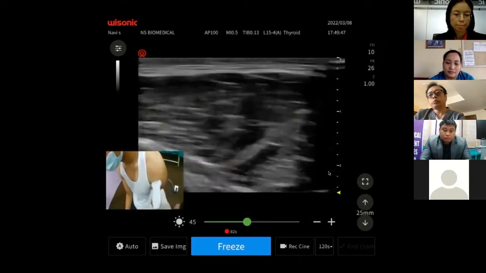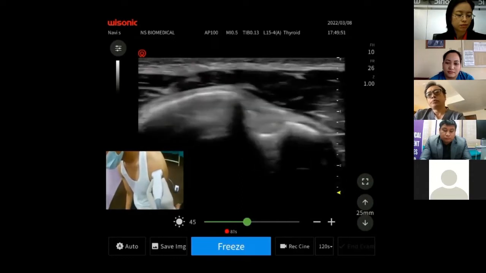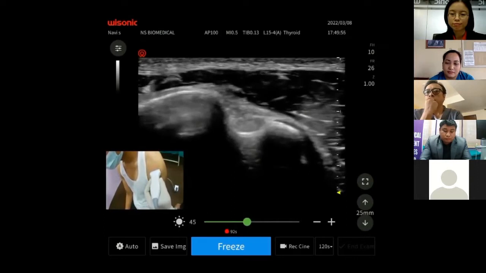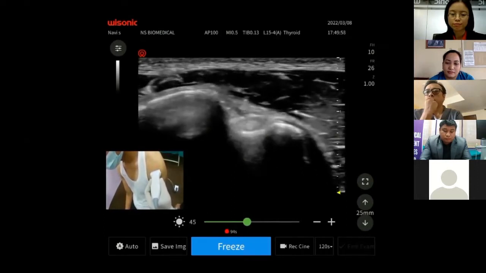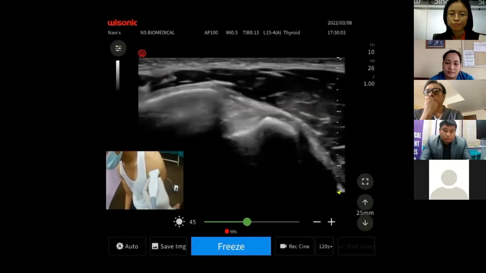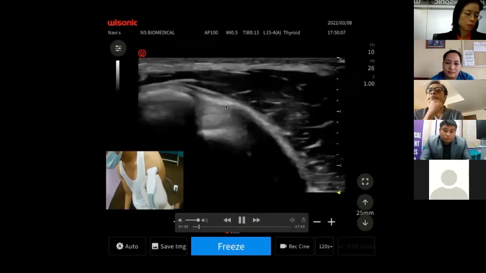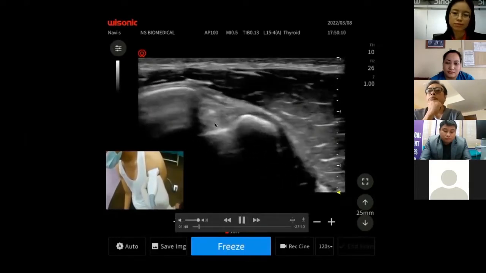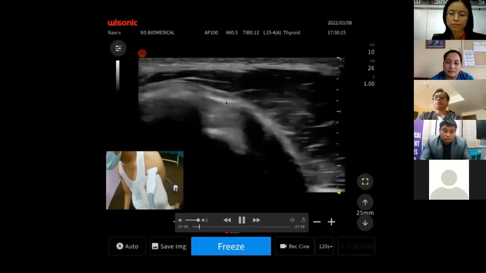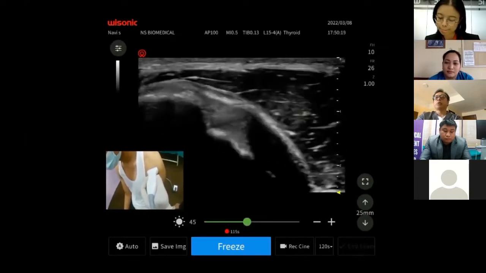So on the short axis of scanning of the long head of biceps tendon, what I see is that the long head of biceps tendon is in the bicipital groove. It is neither dislocated nor is it subluxated. Also, what we would like to look for is the possibility of a hypoechoic halo around the tendon. So if there is a hypoechoic halo around the tendon, then we know that there is an effusion within the biceps tendon sheath. But there is no halo, so there is no effusion.